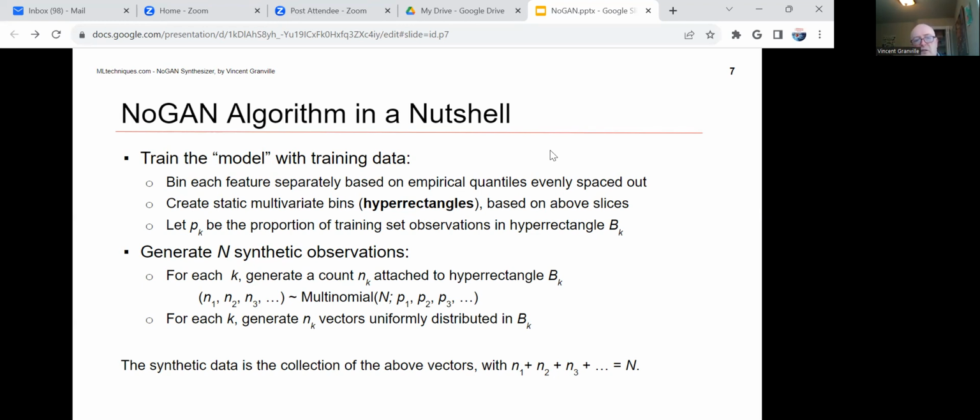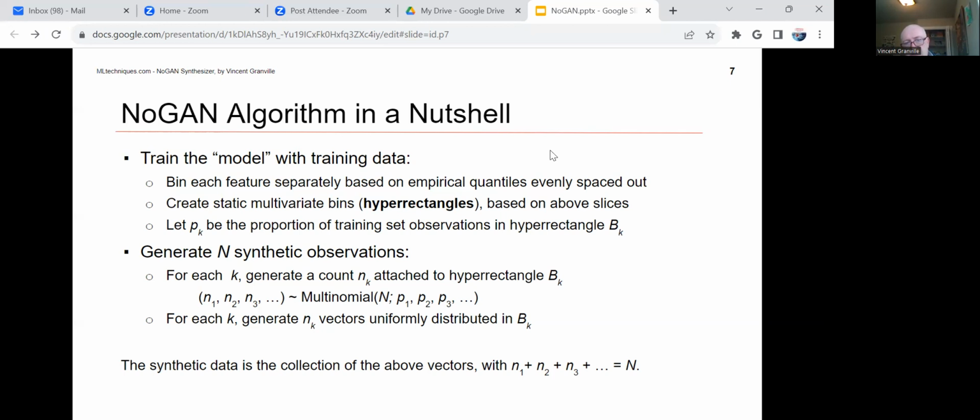rectangles. It would be rectangles in 2 dimensions, intervals in 1 dimension, to generate the number of observations in each multivariate bin. Eventually, I'm using a multinomial distribution. I won't go into the detail. People can contact me or read my papers if they want more information.